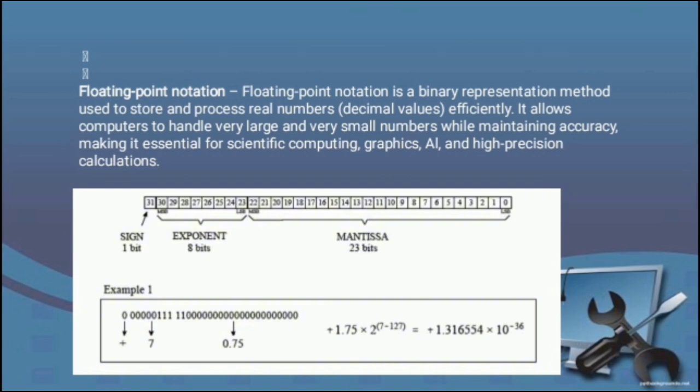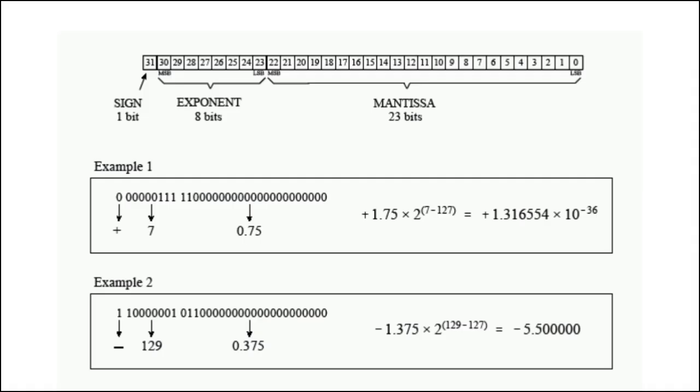Floating point notation is a binary representation method used to store and process real numbers, or numbers with decimal values, efficiently. It allows computers to handle very large and very small numbers while maintaining accuracy, making it essential for scientific computing, graphics, AI, and high-precision calculations. It includes 1 bit sign, 8 bits exponent, and 23 bits mantissa.